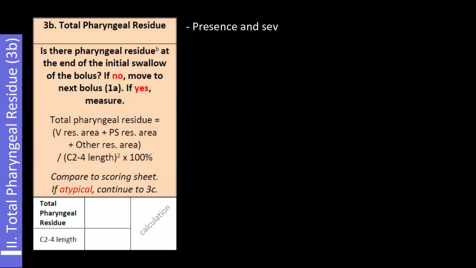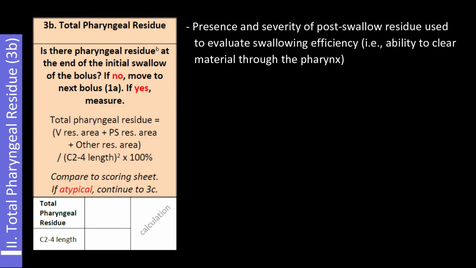The next parameter we will demonstrate is how to measure total pharyngeal residue. The presence and severity of post-swallow residue is commonly used in both research and clinical practice to evaluate swallowing efficiency, that is, the ability to clear material through the pharynx.